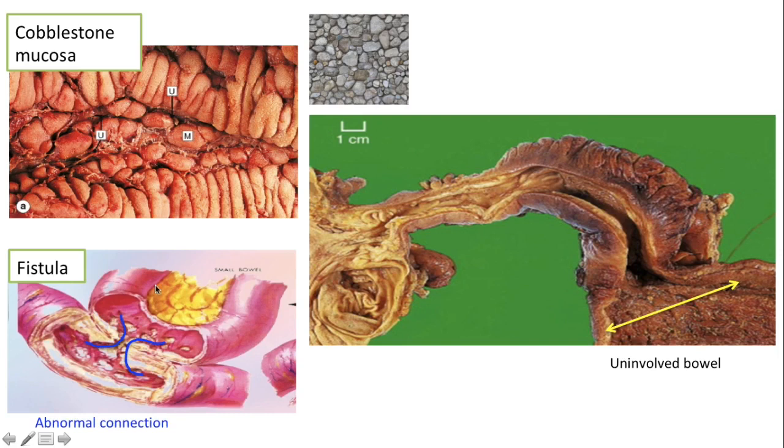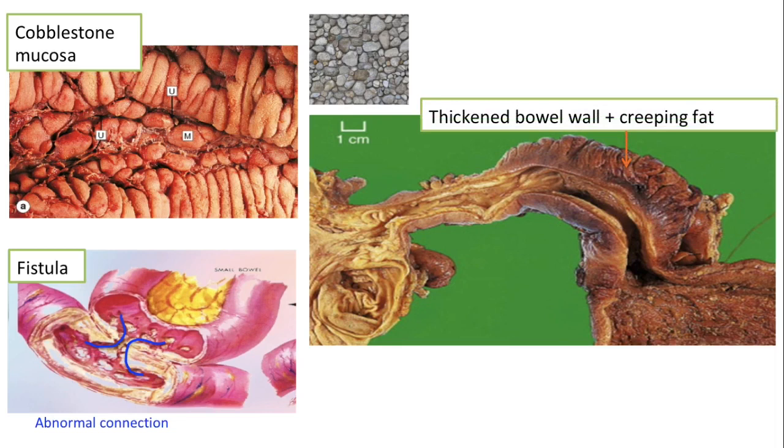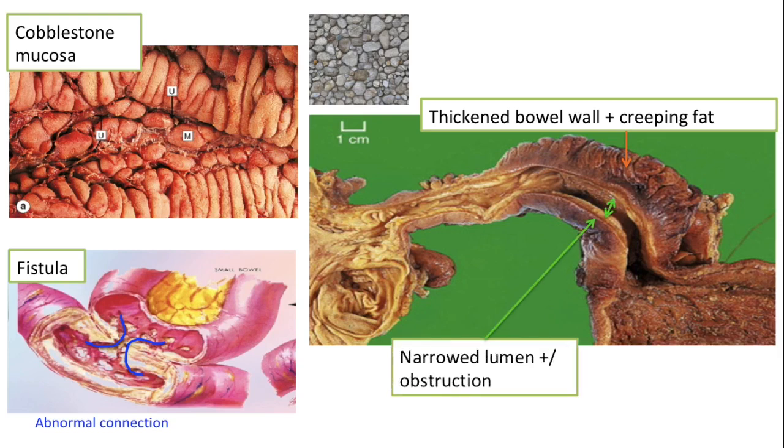Another complication is formation of fistula, which is an abnormal connection between either two loops of bowel or a loop of bowel with the lumen or cavity of another organ. And this occurs because you can have the deep penetrating ulcer which connects the two cavities together. Another feature that you can see is thickening of the bowel wall as illustrated here, and also what we call creeping fat. So the fat actually adheres to the serosal surface of the bowel, and this is because of the transmural inflammation involving the serosa in these cases. So the thickening of the bowel wall can lead to narrowed lumen and obstruction.